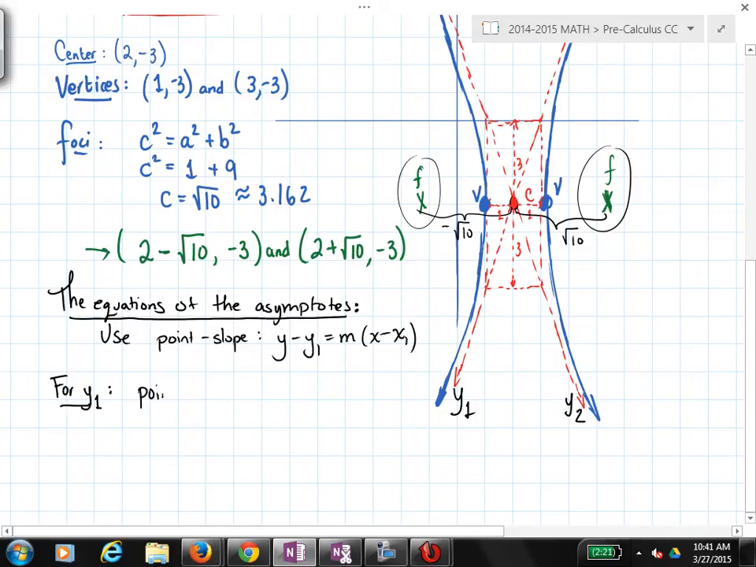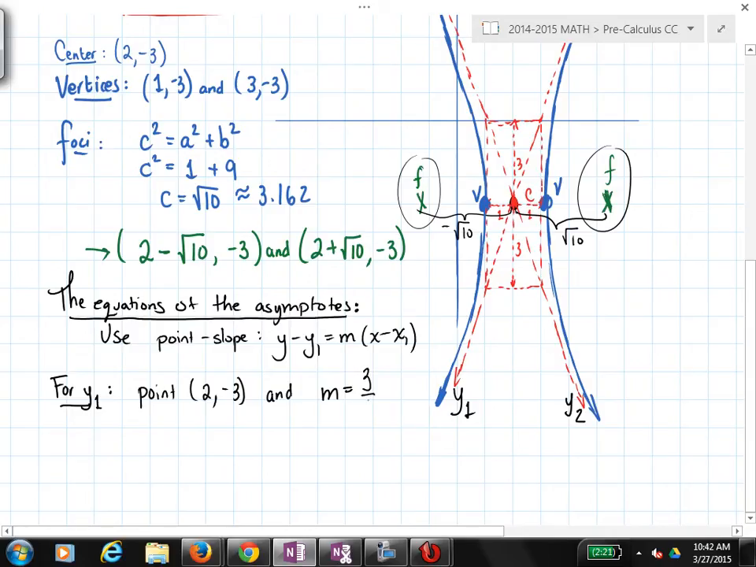So for y1, I'm going to use the point 2, comma, negative 3, and the slope is what? I look at my sketch, and I generally like to use these corner points and then go to this center point. So rise is 3, run is 1. So what is the slope?